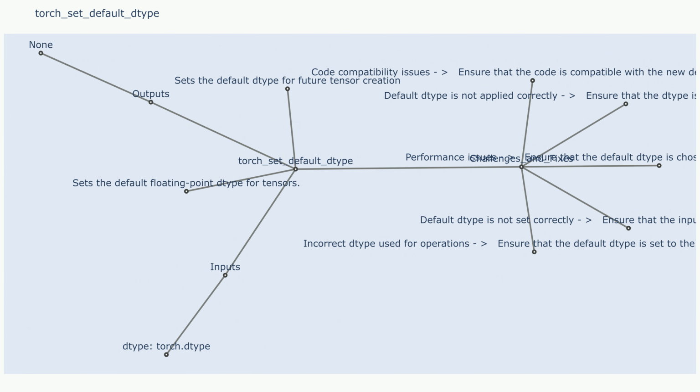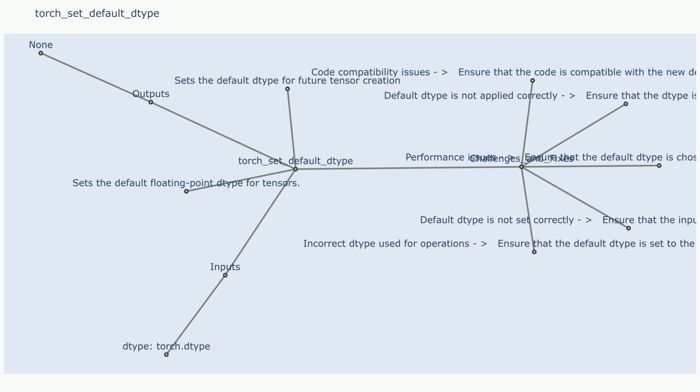Challenge 3: Modifying the default data type mid-execution. Sample use case: Changing the default data type during execution can lead to inconsistent behavior if you are not careful about which tensors are being affected. Fixes: Try to avoid changing the default data type unless it's absolutely necessary. If you need to change the default data type, do so at the beginning of your script or before the code that will be affected by the new setting.